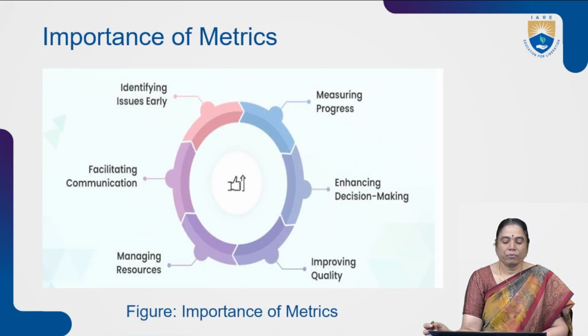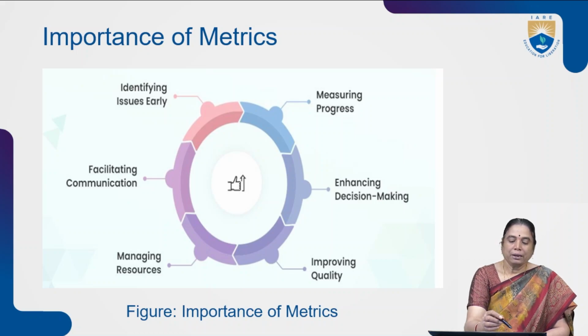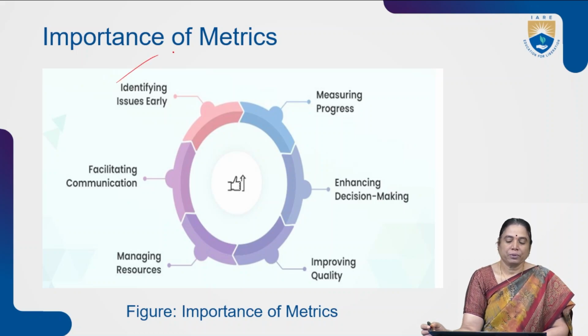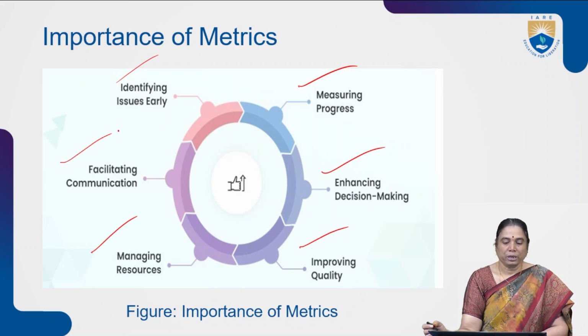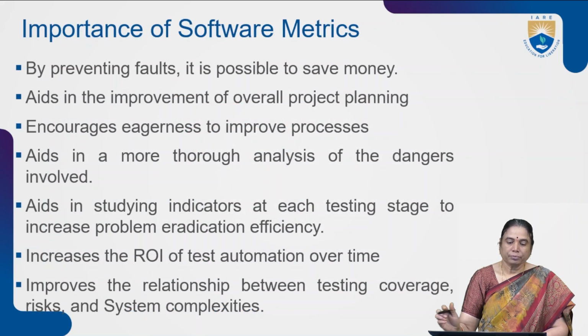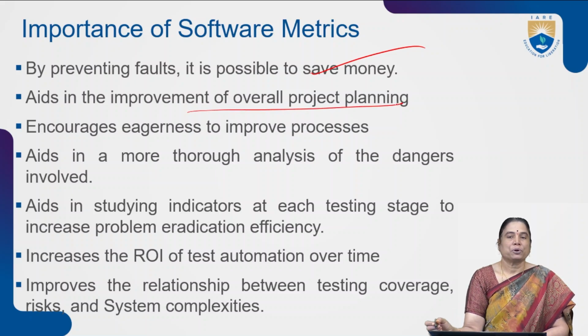The importance of software metrics is to identify issues at very early stages of the software project, measure the progress clearly, track the project progress, enhance decision making, improve the quality of the software process, manage the resources, and facilitate communication. By preventing the faults, it is possible to save money, so it is economical. It aids in the improvement of overall project planning.